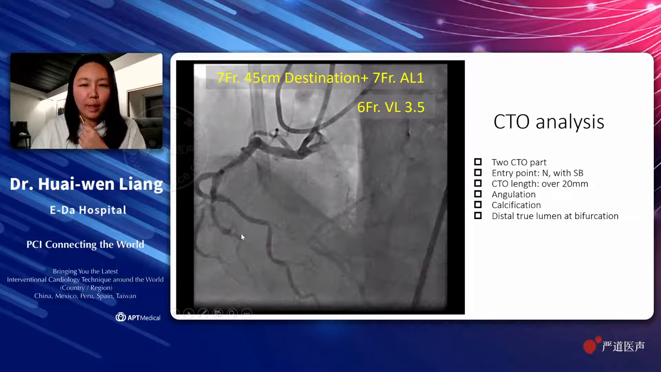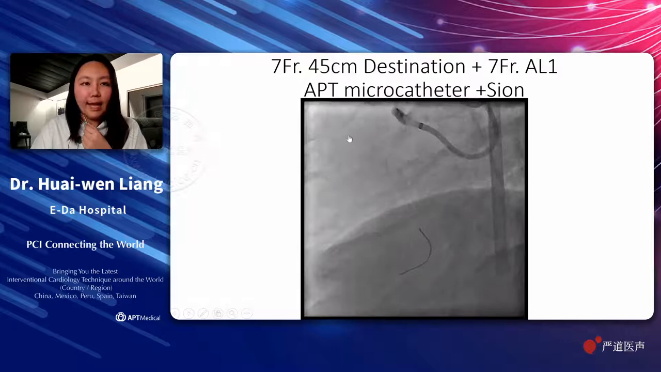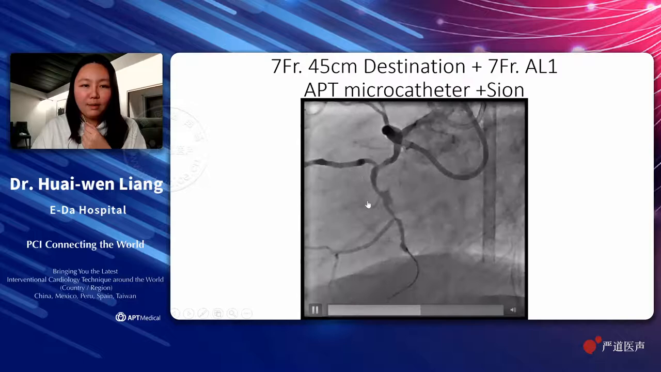Also no angulation, no calcification, but the distal true lumen was at a bifurcation. So in this case, I needed good support. I used a 7 French long sheath, 45 centimeter destination, with a 7 French EBU plus guiding catheter. And on the contralateral side, the left coronary, I used a guiding catheter for contralateral injection. You can see under the APT microcatheter, we could cross the UC wire across the first short CTO very clearly.